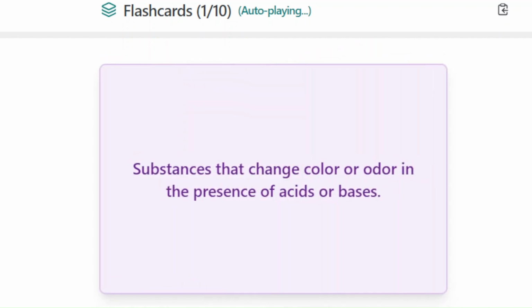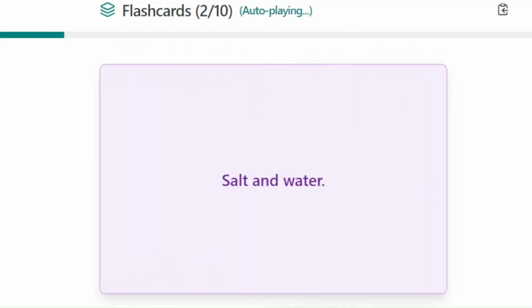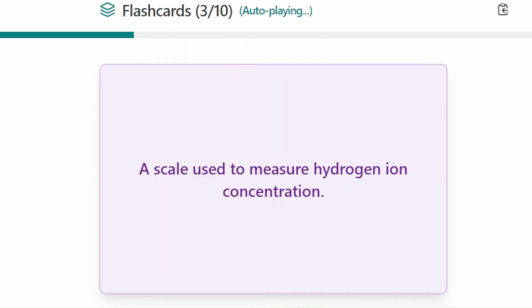Substances that change color or odor in the presence of acids or bases. What are the products of a neutralization reaction? Salt and water. What is the pH scale? A scale used to measure hydrogen ion concentration.